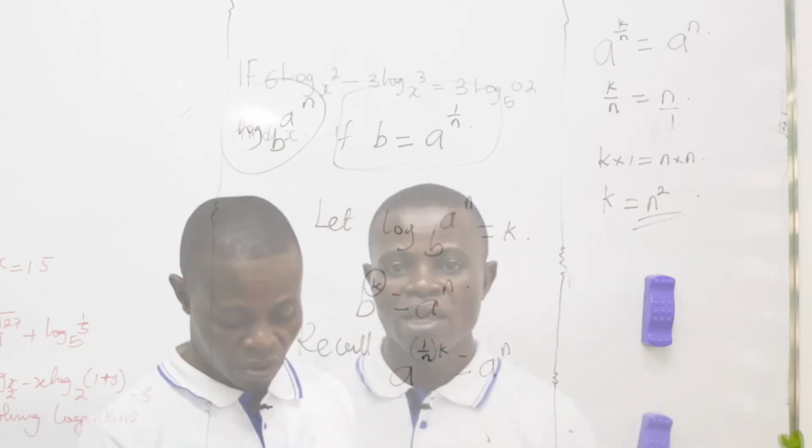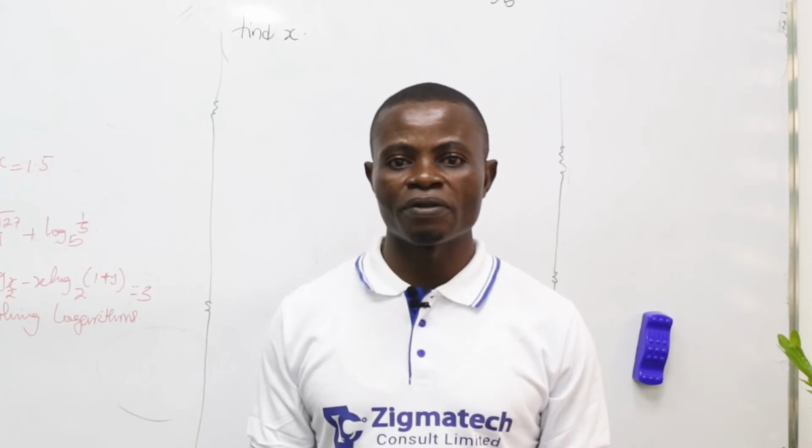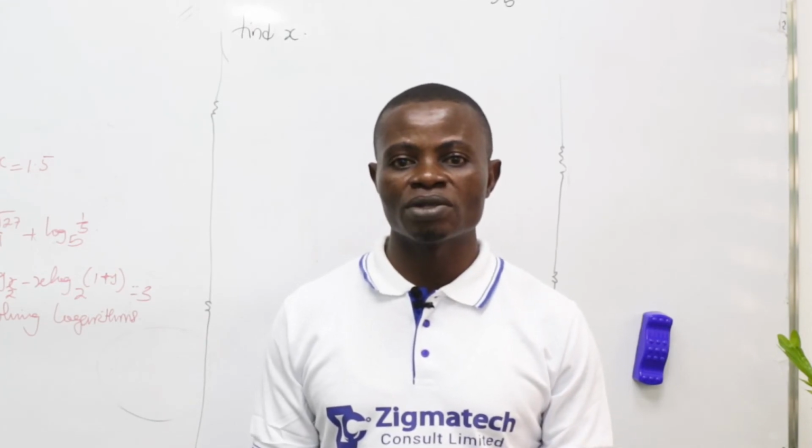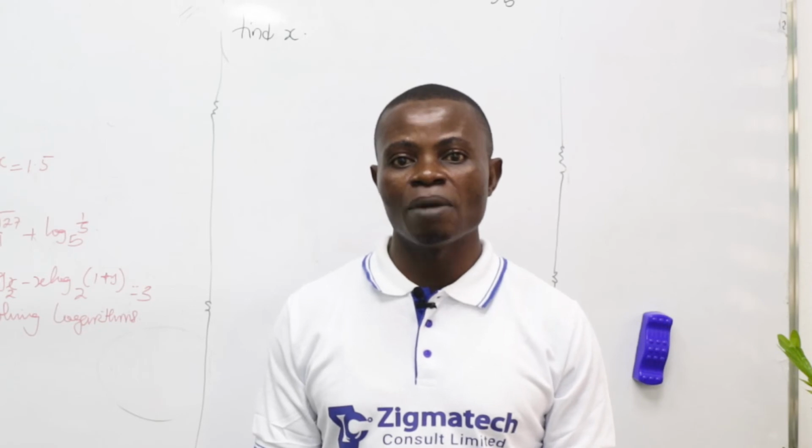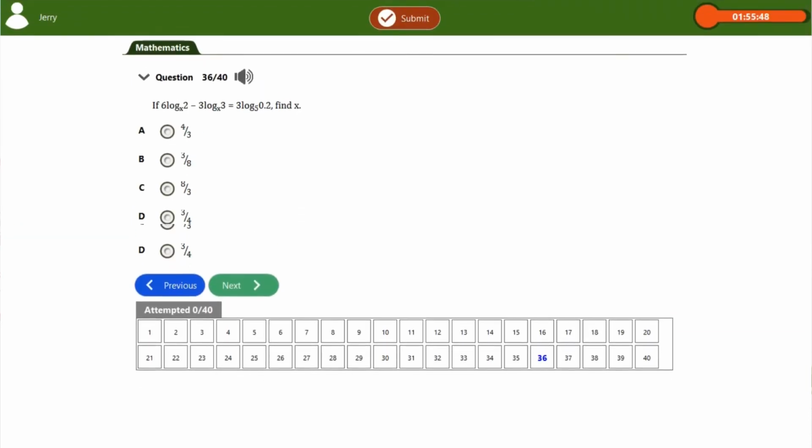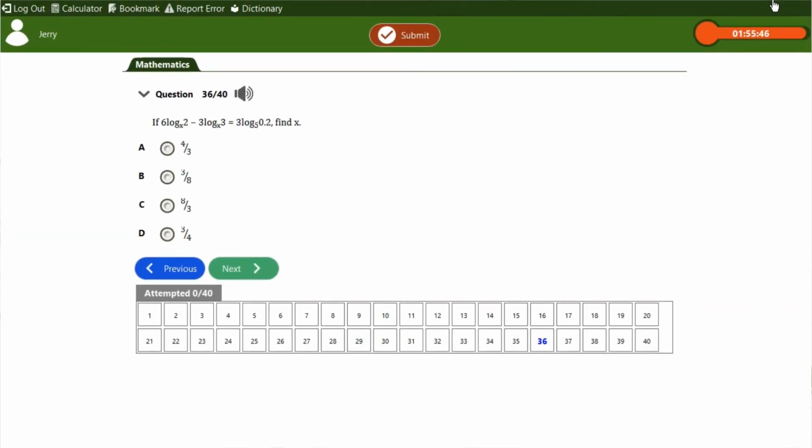That is your solution. Okay, let's solve more questions from UTME past questions using Exam Guide. Looking at the screen, the question is from 2004. If 6 log 2 base x minus 3 log 3 base x equals 3 log 0.2 base 5, the question is find the value of x. Let us solve it.